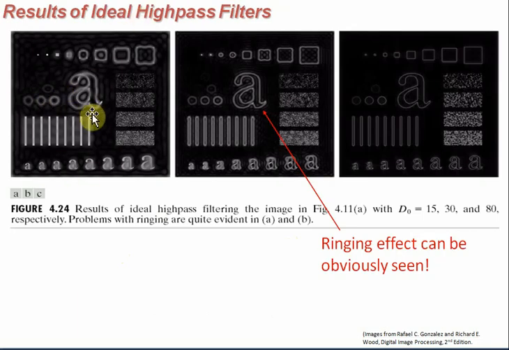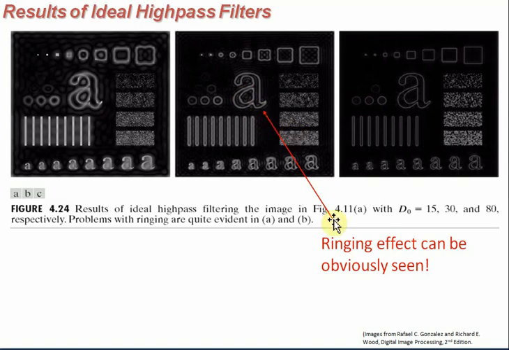Now coming to the results. Take the same image. Sharpening means you just highlight the sudden transitions, and in such a way you can reduce the blurriness. Now see here, the edges are highlighted. These are the results of ideal high pass filtering of the image in figure A with D₀ of 15, 30, 80 respectively.